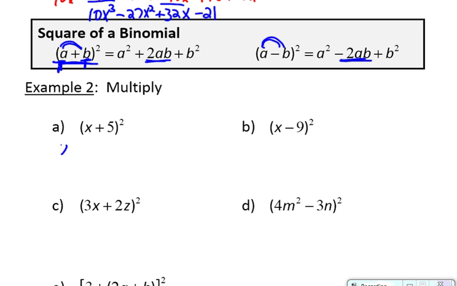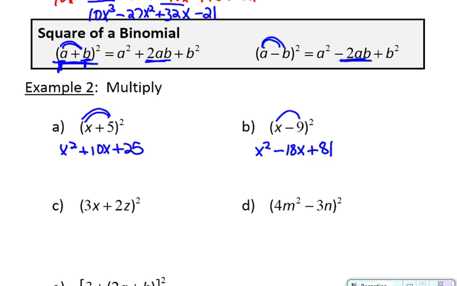So I'm going to square the first term. I'm going to multiply 5 times x, and I'm going to double it. So it's going to be 2 times 5x, which is 10x. And then I'm going to square 5. So 5 times 5 is 25. To do the same thing on B, I'm going to square the first term. That's x squared. I'm going to multiply negative 9 times x, so negative 9x twice is going to be a negative 18x, and then 9 squared is going to be plus 81.